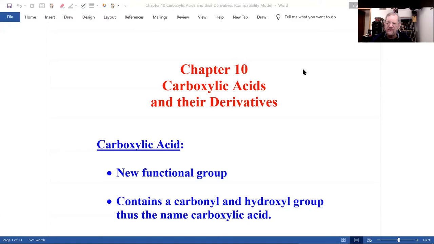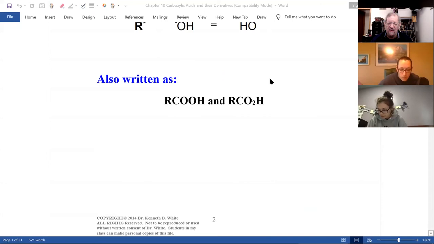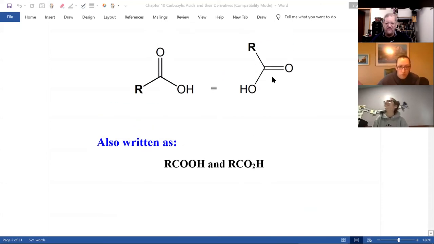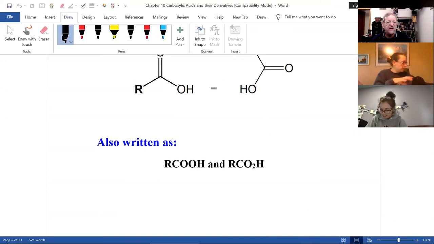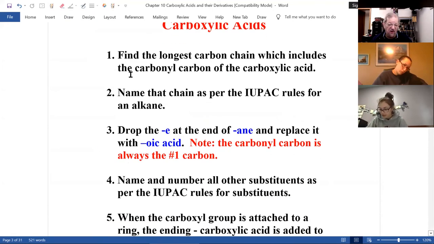All right, let's get back to carboxylic acids. Remember, a carboxylic acid is a carbonyl, carbon double bonded to oxygen, with a hydroxyl group and an R group on it. And this is a carboxylic acid. Remember, this hydrogen is acidic. I showed you reactions, nomenclature, quick review.